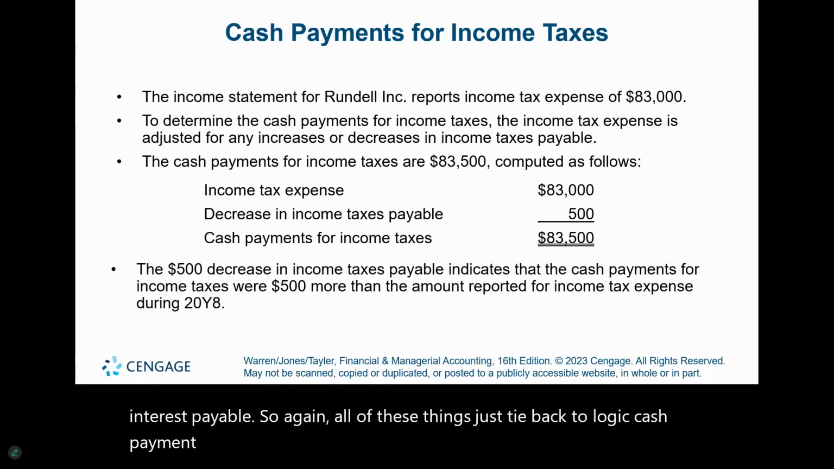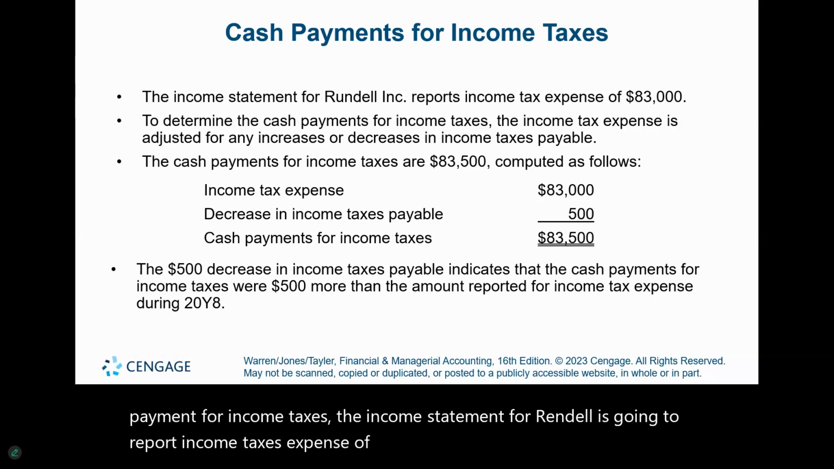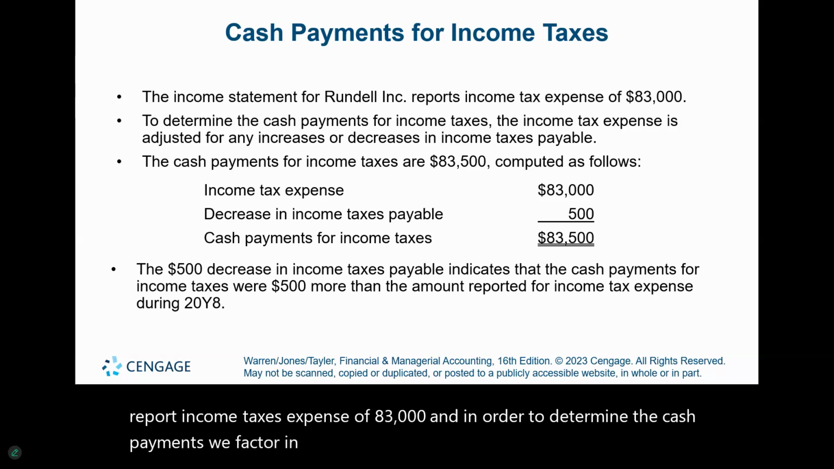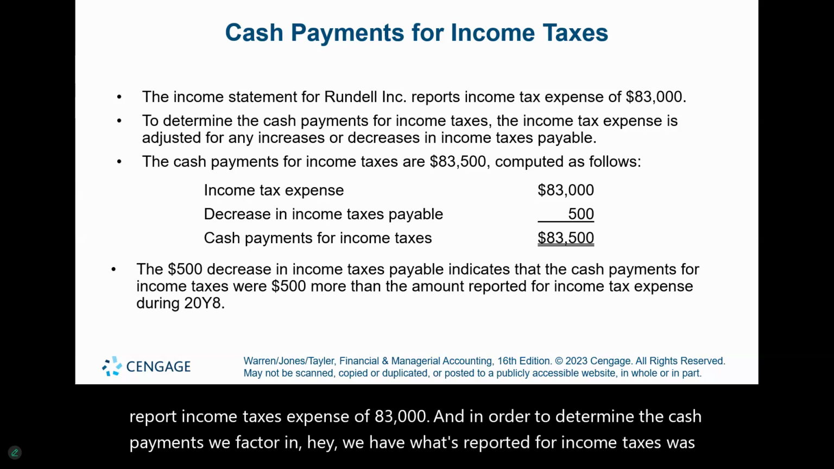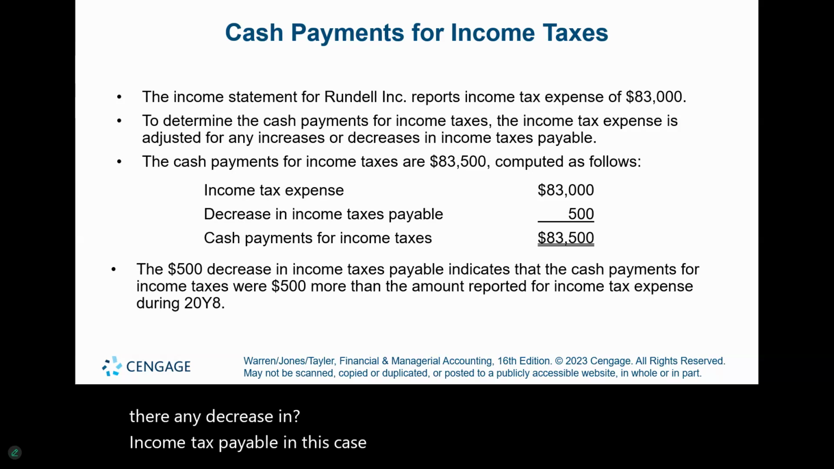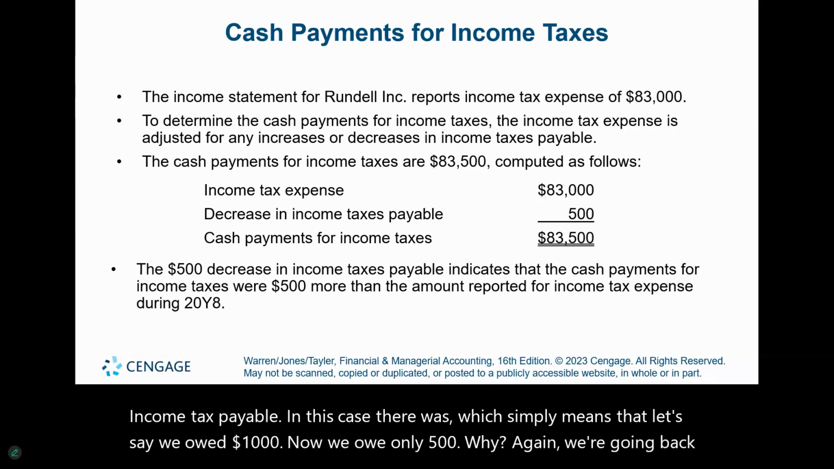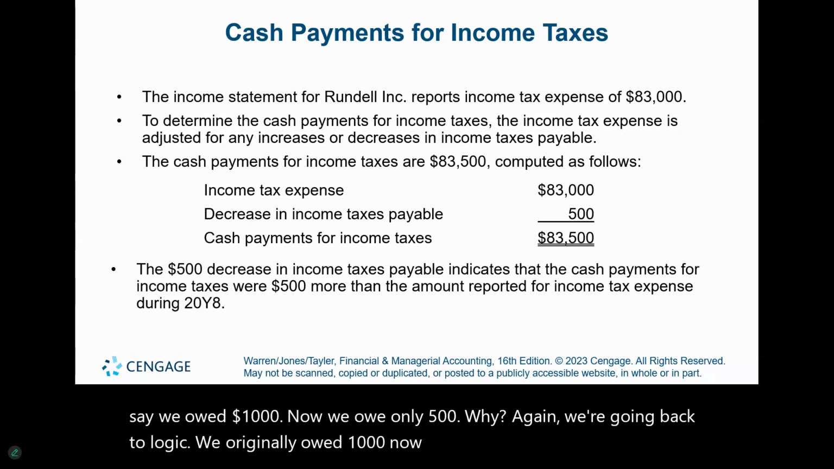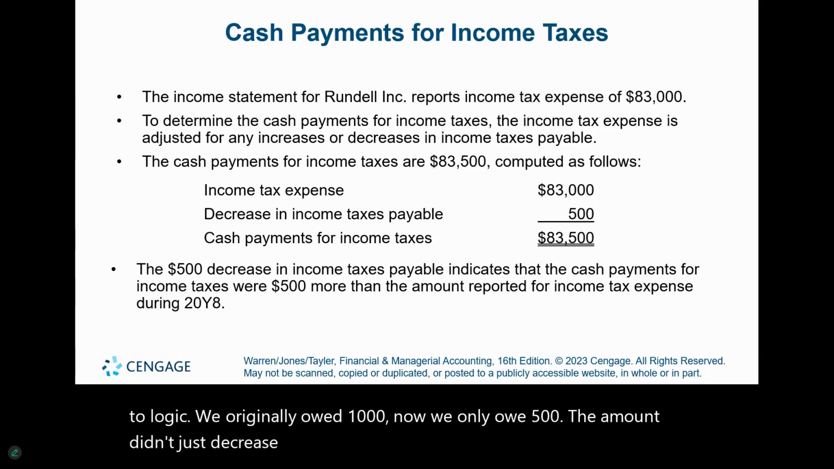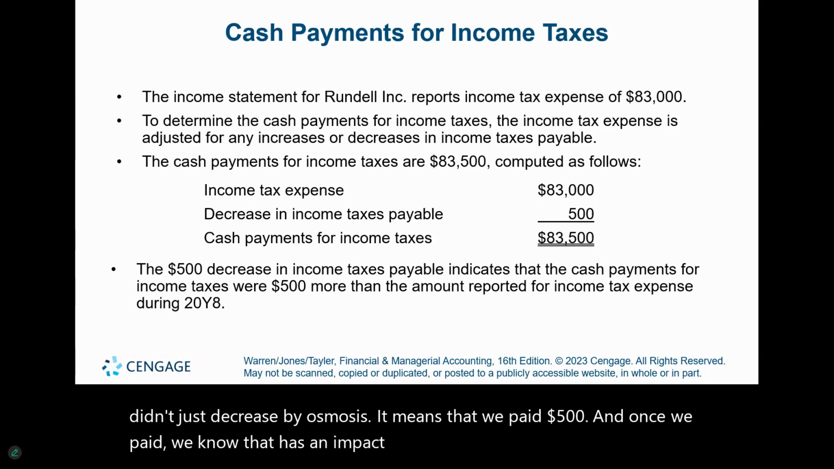Cash payment for income taxes. The income statement for Rundell is going to report income tax expense of $83,000. And in order to determine the cash payments, we factor in what's reported for income taxes. Was there any decrease in our income tax payable? In this case, there was, which simply means that, let's say we owed $1,000. Now we owe only $500. Why? Again, we're going back to logic. We originally owed $1,000. Now we only owe $500. The amount didn't just decrease by osmosis. It means that we paid $500. And once we paid, we know that has an impact on the cash outflow.